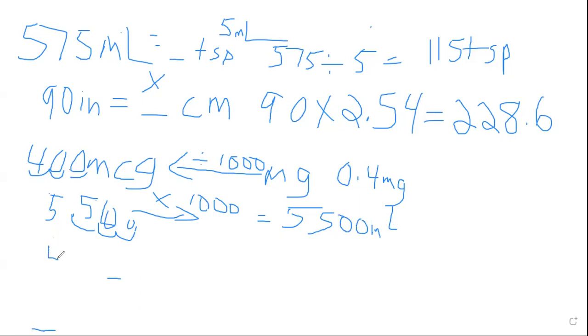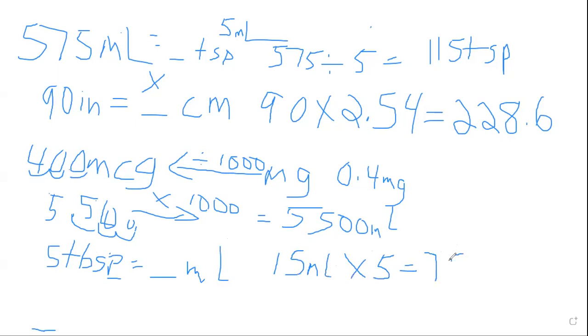Okay, the next one is 5 tablespoons equal how many mLs? Okay, so for this one, you have to know how much each tablespoon is worth. And we know that each tablespoon is 15 mLs. And we have 5. So you should have got 75 mLs.